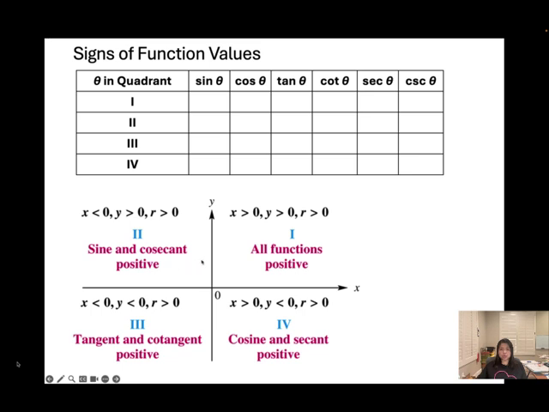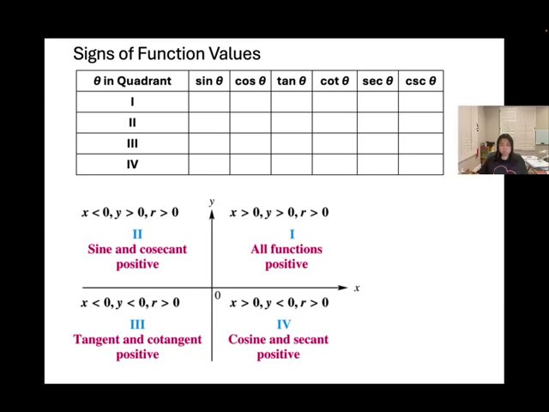Then they also state that sine and cosecant are positive. Tangent and cotangent are also positive, right? We proved this part in session 1.3 already. You could review it.